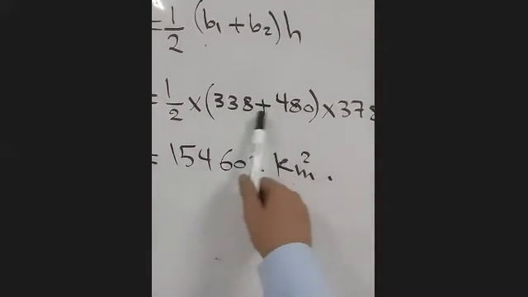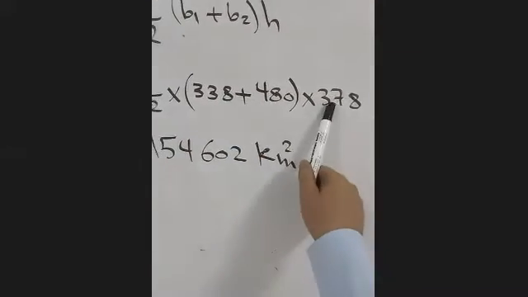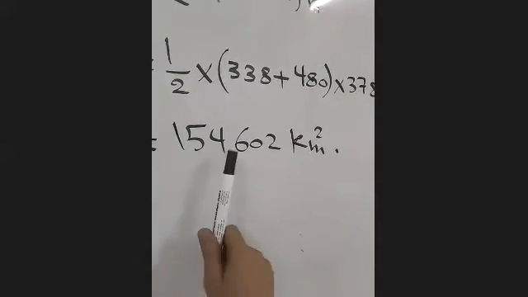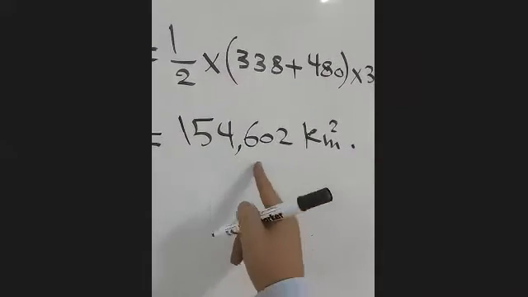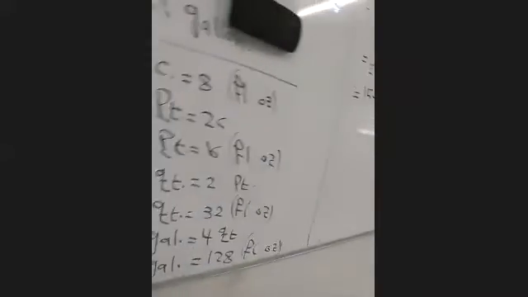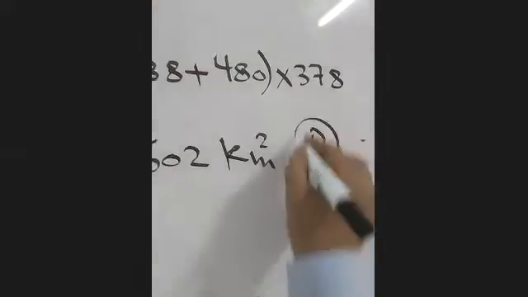So the answer is B. I added these two numbers, guys, then I multiplied the answer by this number, then I divided by 2. Which one of them is the same as this answer? B. Part B.